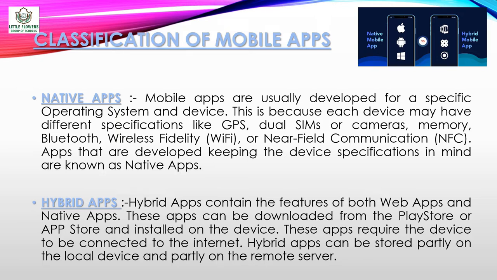Then hybrid apps. Hybrid apps contain the features of both web apps and native apps. And these apps can be downloaded from the Play Store or App Store and installed on the device. So, hybrid apps have both the properties of native apps and web apps. And these apps require the device to be connected to the internet. Hybrid apps can be stored partly on the local device and partly on the remote server. So they are like half on the local device and half on the remote server. Hybrid means the combination of web and native both.